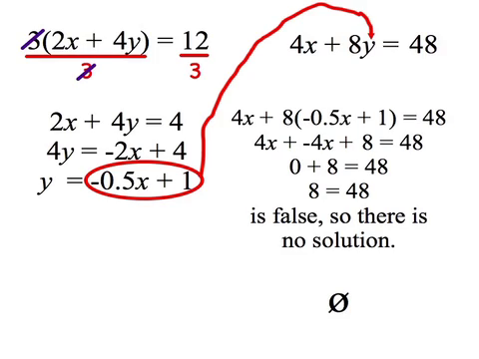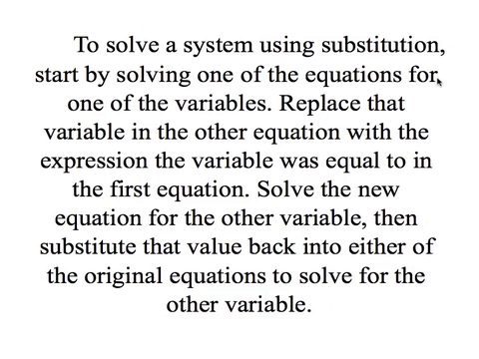But when we solve using substitution, we don't have any visual representation of the two equations. But when you end up with a false statement, and in this case, that 8 is equal to 48, that's your sign that there is no common solution, and therefore there is no solution to this system of equations.